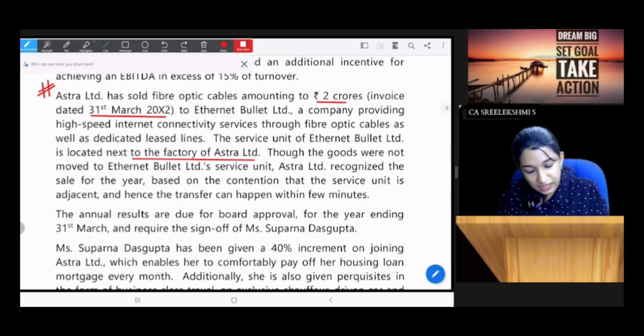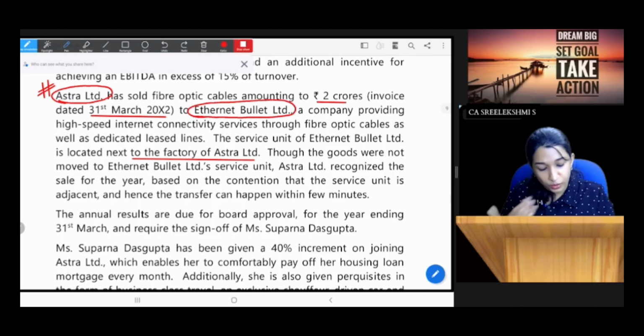Okay. So we are selling it. Our customer is Ethernet Bullet Limited. The company provides high speed. Okay. Ethernet Bullet Limited is our customer.